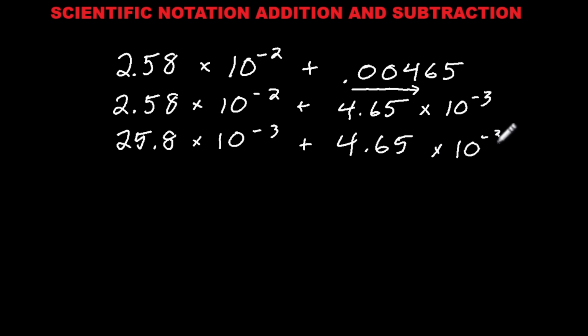Now I have the same exponents, so I can now add them. So I have 25.8 plus, lining up my decimals, I get 4.65. I'll add a 0 here.